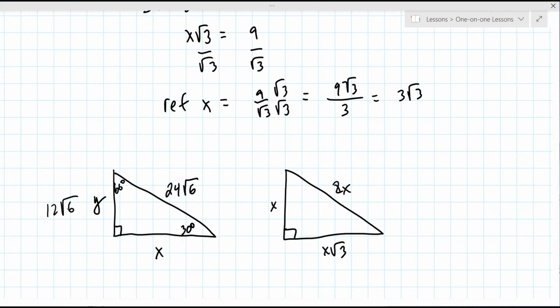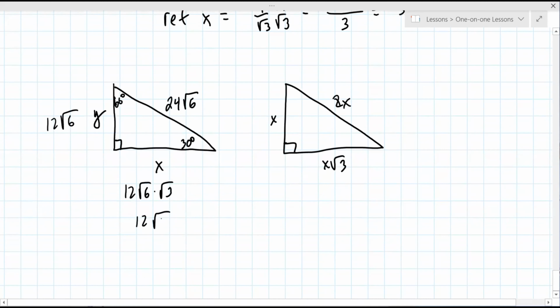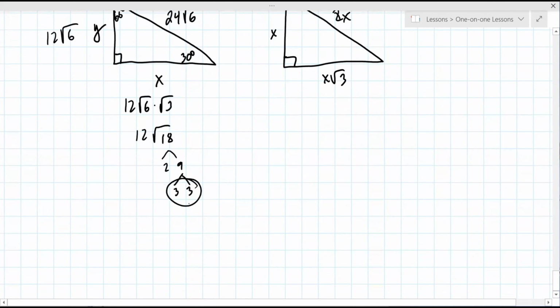Now it's always better to do it in words. The long leg is the short leg times the square root of 3. So it's 12 root 6 times square root of 3. Yes. And then this is where you can get some more issues. Like, okay, well, it's 12 square root 18. Great. Do you recall how to break this apart? So it'd be 3 root 2. So it's 12 times 3 square root 2, which is 36 square root 2.